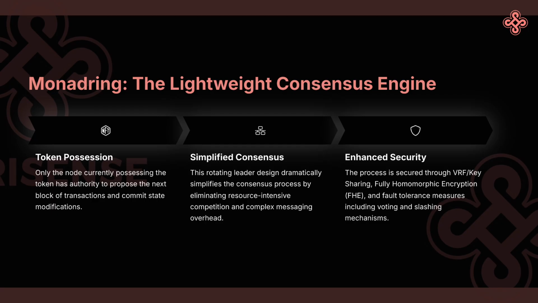According to the protocol, only the node in possession of this token holds the authority to propose the next block of transactions and commit state modifications. This rotating leadership drastically simplifies the consensus process by eliminating the resource-intensive competition and complicated messaging overhead that is typical in many proof-of-work or proof-of-stake systems, where all nodes compete for leadership simultaneously.